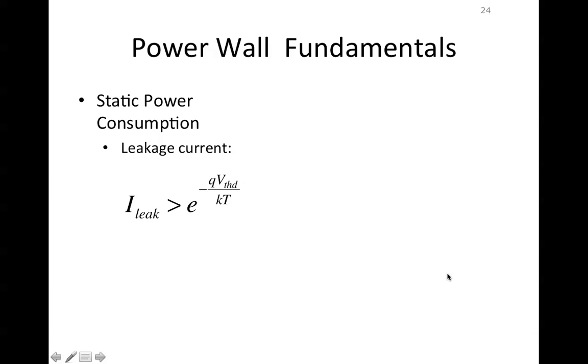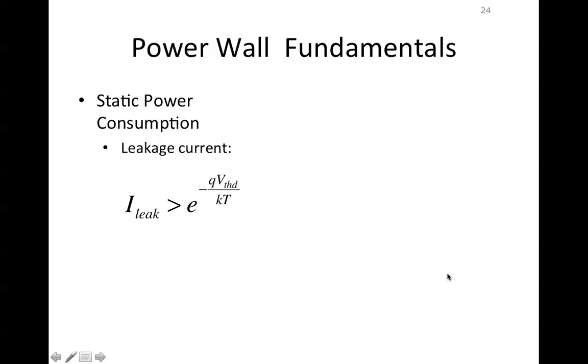Alright, now how about the static power consumption? What does it determine? Okay, so let's look at the leakage current. The leakage current is essentially proportional to the exponent raised to the power of minus q times threshold voltage divided by kT, where T is temperature. The important thing here is the following: that threshold voltage also shows up in this formula at the exponent.